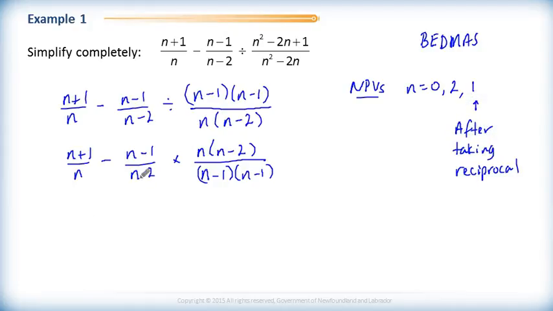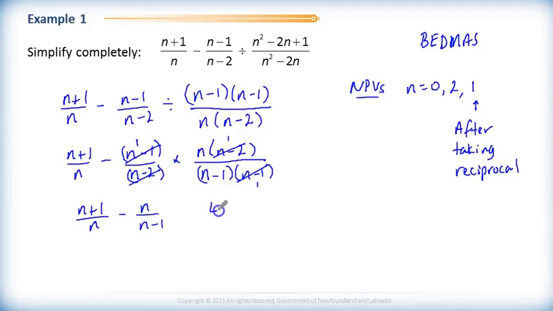Now, we'd like to simplify here. We have an n minus 2 that divides into n minus 2, because remember when we have multiplication, it's the same as if we just extended that full fraction line. This n minus 1 can divide with one of these n minus 1s, and we are left with n plus 1 over n minus n over n minus 1.